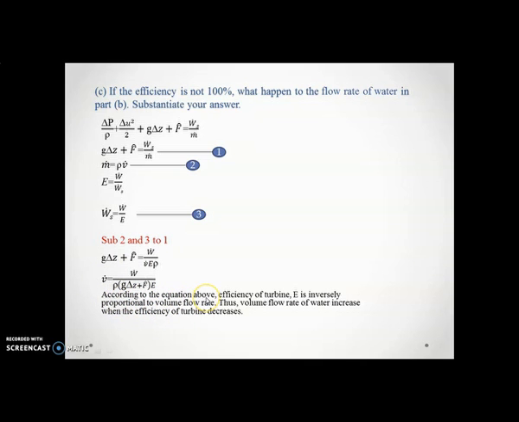According to the equation above, the efficiency of the turbine, which is E, is inversely proportional to the volume flow rate, which means that when the efficiency of the turbine decreases, the volume flow rate of water will increase.